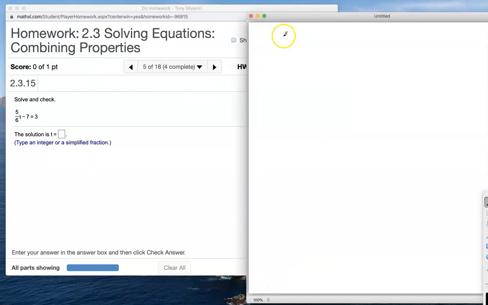Okay. So we have 5/6t minus 7 equals 3. Have you listened to the theme that Professor Silvestri has given you? Addition property first. Add 7 to both sides. You got to get rid of that term. That minus 7's got to go. When you add 7 to both sides, the 7's will cancel. We'll have 5/6t equals 10. Add 7, 7's cancel. 3 plus 7 is 10.